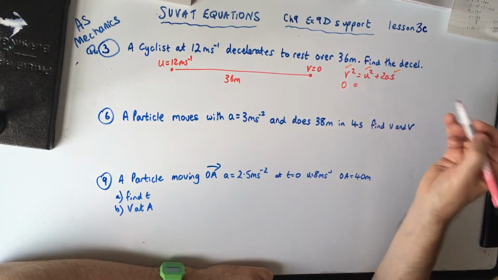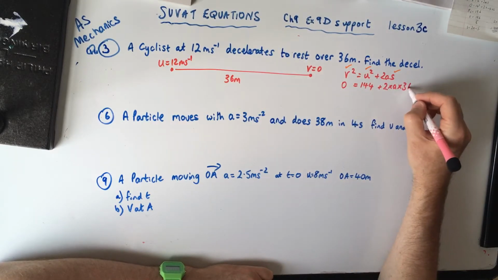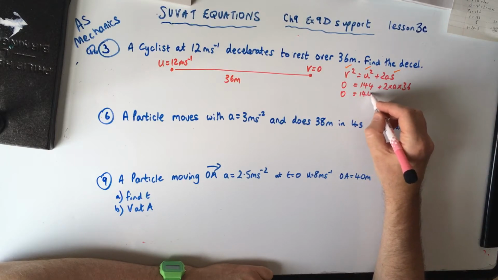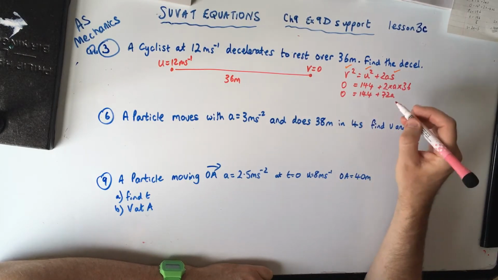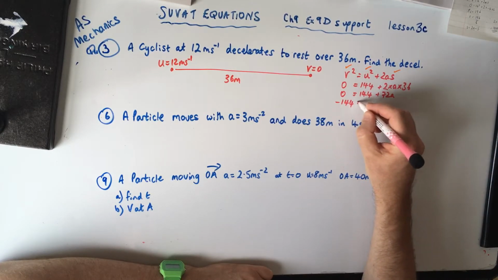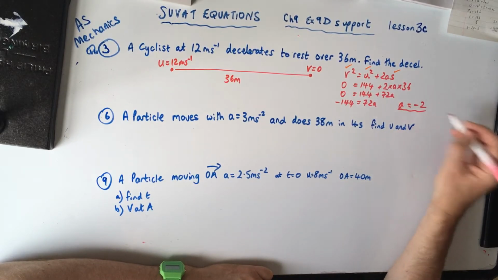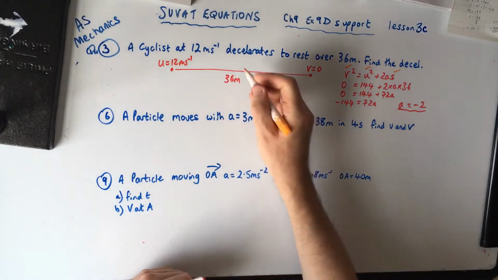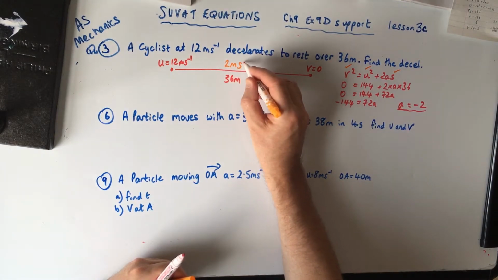Velocity squared 0, 0 squared is 0, 12 squared is 144, plus 2 times a times the distance, which is 36. And wow, the numbers are nice, aren't they here? So 2 times 36 is 72. So 0 is equal to 144 plus 72a. If we take the 144 over to the other side, it gives us minus 144 is equal to 72a. Divide both sides by 72, and a, you can see, is minus 2. Okay, so what is that telling you? Well, first of all, it's telling you the answer, and the answer is that the minus is the deceleration. So it has a deceleration of 2 meters per second to the minus 2.